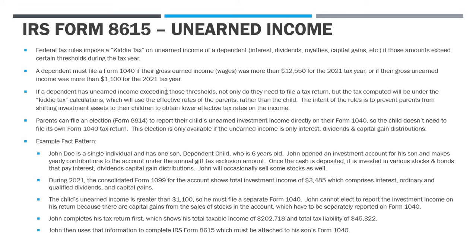So dependents generally only need to file a 1040 if they meet certain thresholds. A dependent must file a 1040 if their gross earned income, so let's say W-2 wages, was more than $12,550 for the 2021 tax year, so that's the standard deduction, or if their gross unearned income was more than $1,100 for the 2021 tax year.